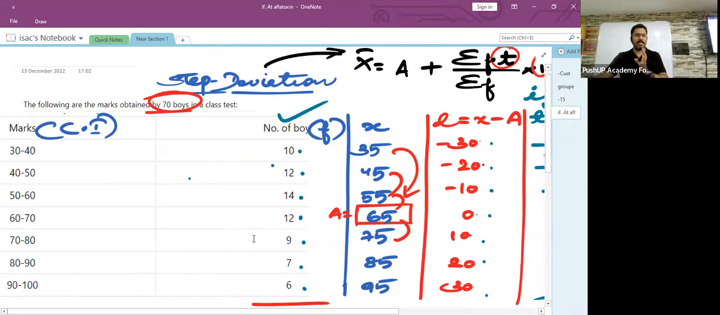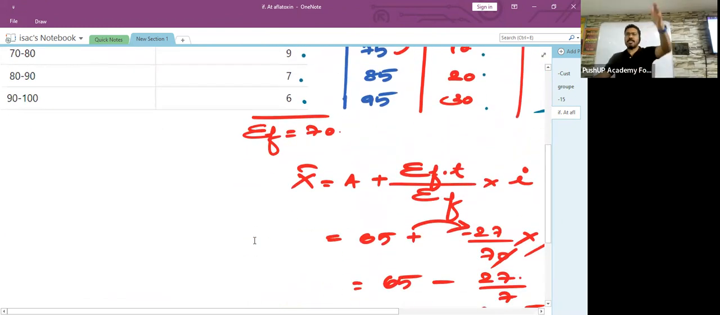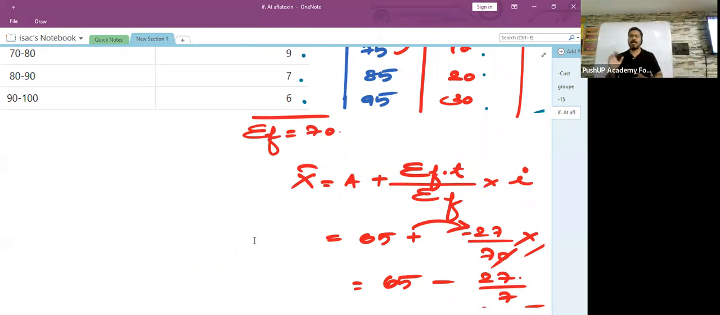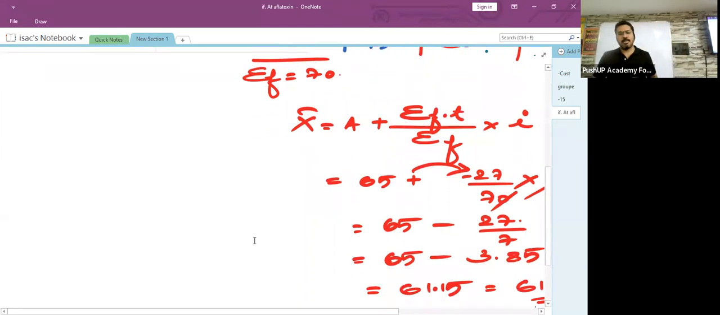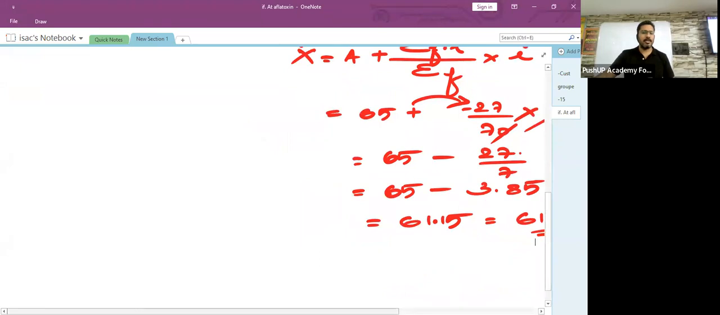No, they haven't mentioned anything. Have they mentioned anything in your textbook? Nothing. So we just assumed they are asking us to round it off to one decimal place. You find the answer correct to two decimal places, then round it off to one. So the final answer would be 61.2.